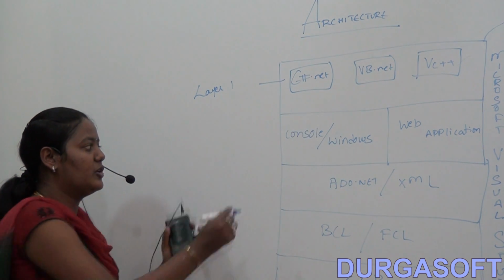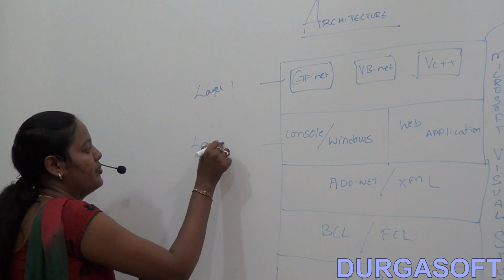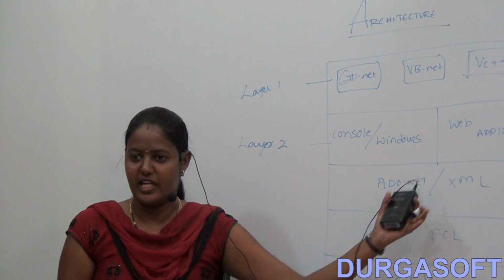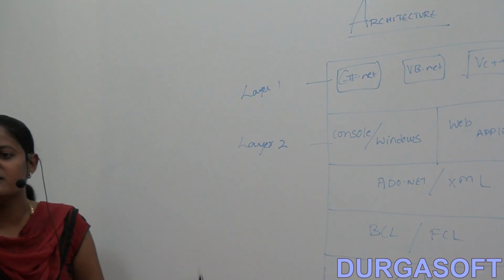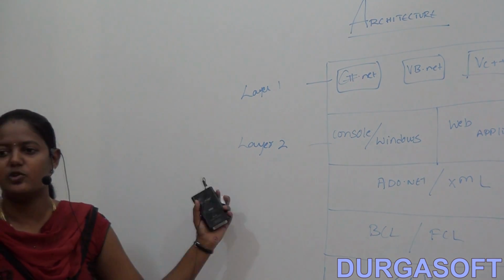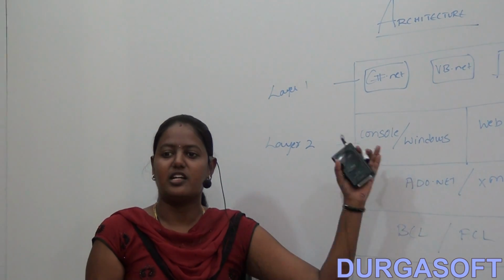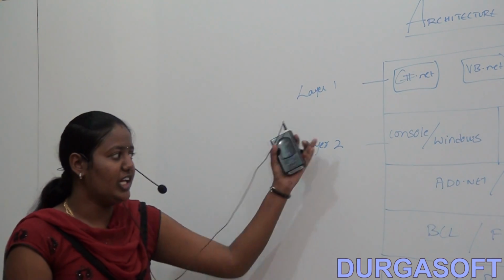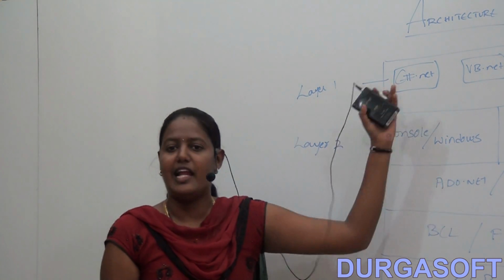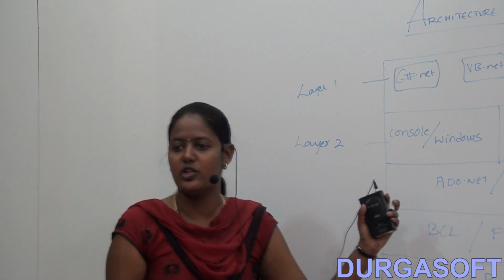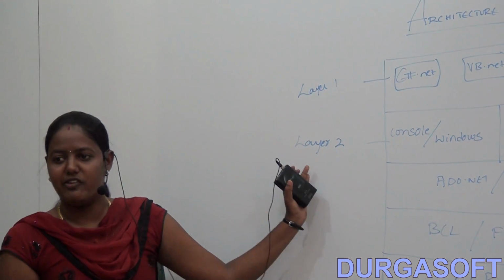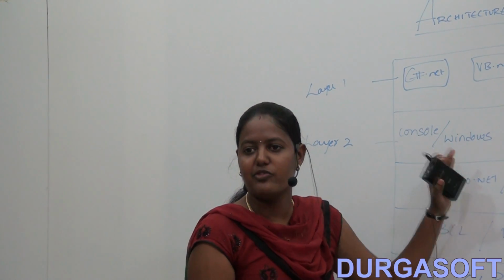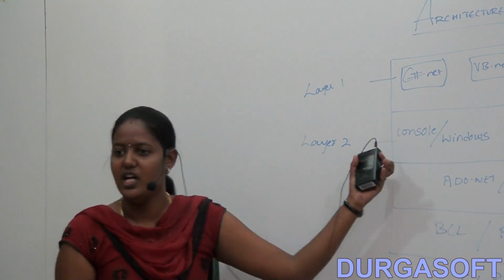Next is layer 2. In layer 2 we have console, Windows and web application. These are types of application. Layer 2 stands for the types of application. To develop any of these applications, we need the language. With the help of the language only, you are going to develop either a console application, Windows application or web application.